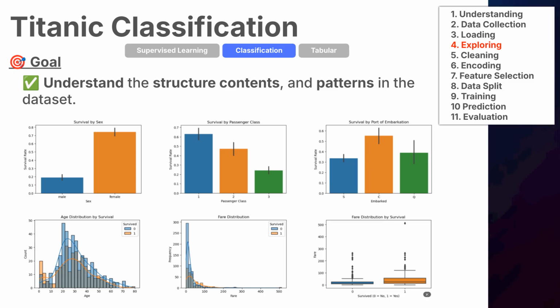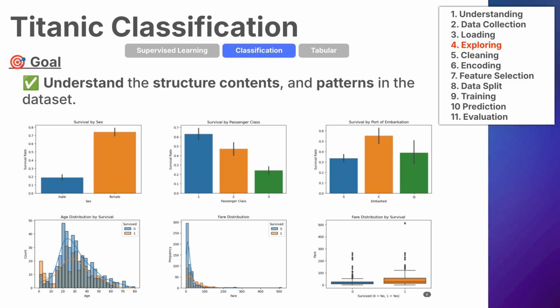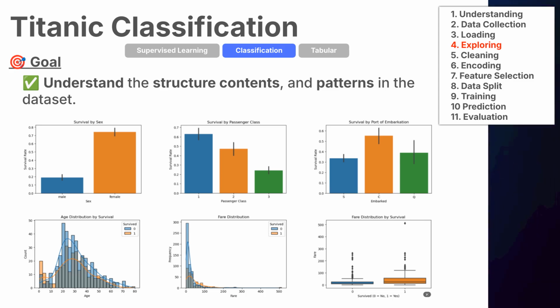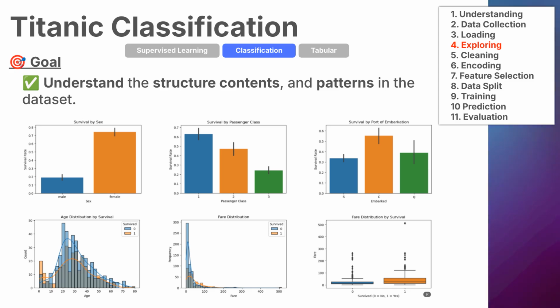Lastly, fare distribution by survival. This box plot compares the distribution of fares between passengers who survived and those who did not. Survivors generally paid higher fares. Many non-survivors paid low fares, indicating they were likely in lower classes. Fare might be an important factor in predicting survival, potentially reflecting passenger class and cabin location.